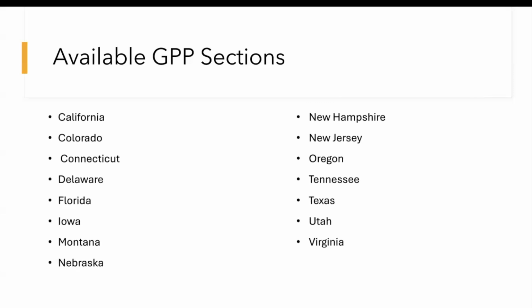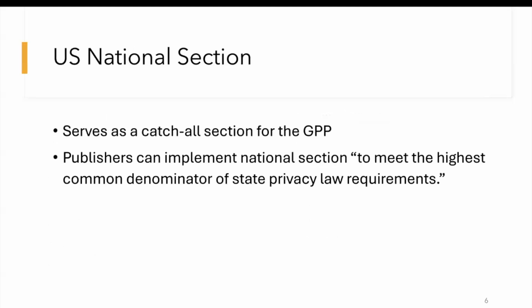sections. To help states with the major burden of implementing measures for all these different sections, the IAB created the U.S. National Section. Rather than needing to independently understand and implement all potentially applicable regulations, publishers can implement the national section to, quote, "meet the highest common denominator of state privacy law requirements." This section provides a way to store and transfer a user's information that, when implemented properly, will ensure compliance with any U.S. law that they may be subject to.